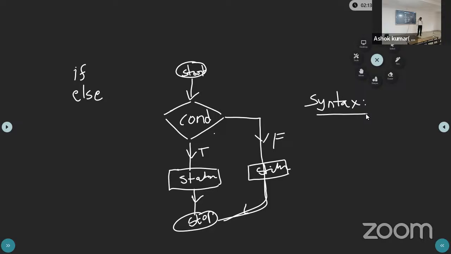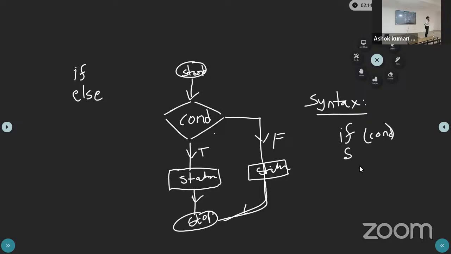In the syntax, the first keyword is if. What type of keyword is if? We have 32 keywords, and these are all called predefined keywords. Who defined them? When the compiler was designed, the people already gave all 32 keywords. You can mention any condition here.